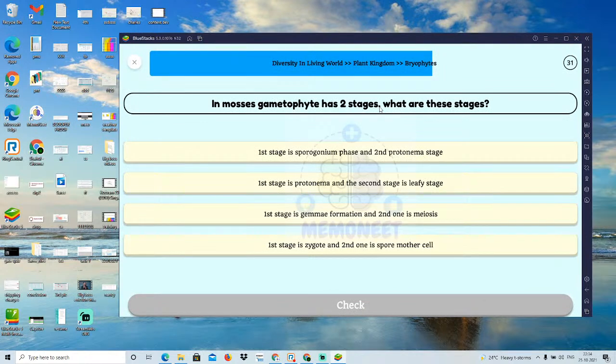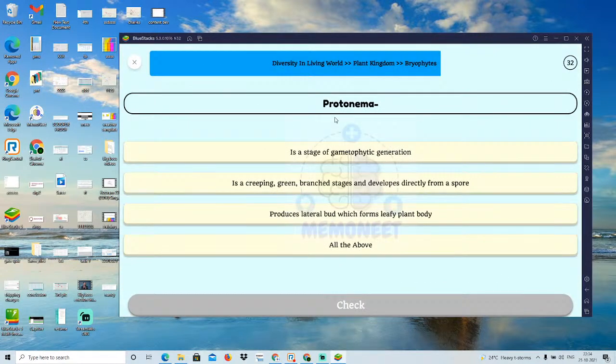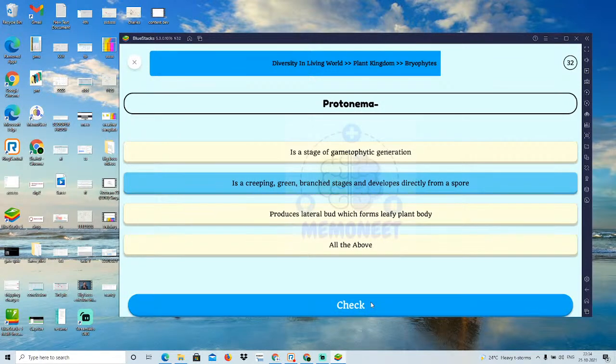In mosses, the gametophyte has two stages. What are these two stages? Protonema stage and leafy stage. It's an easy question. So protonema is a creeping green branched stage that develops directly from a spore. I showed you guys that image.